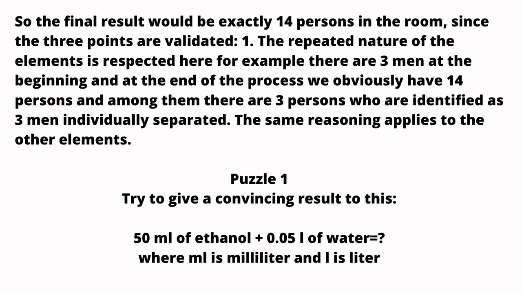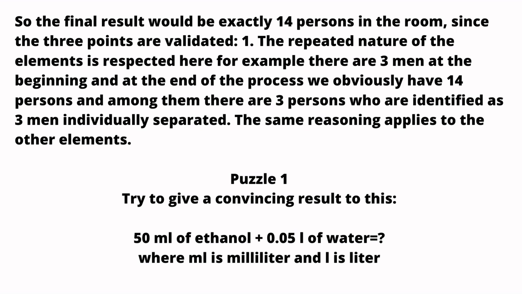1. The repeated nature of the elements is respected here. For example, there are 3 men at the beginning and at the end of the process we obviously have 14 persons, and among them, there are 3 persons who are identified as 3 men individually separated. The same reasoning applies to the other elements.